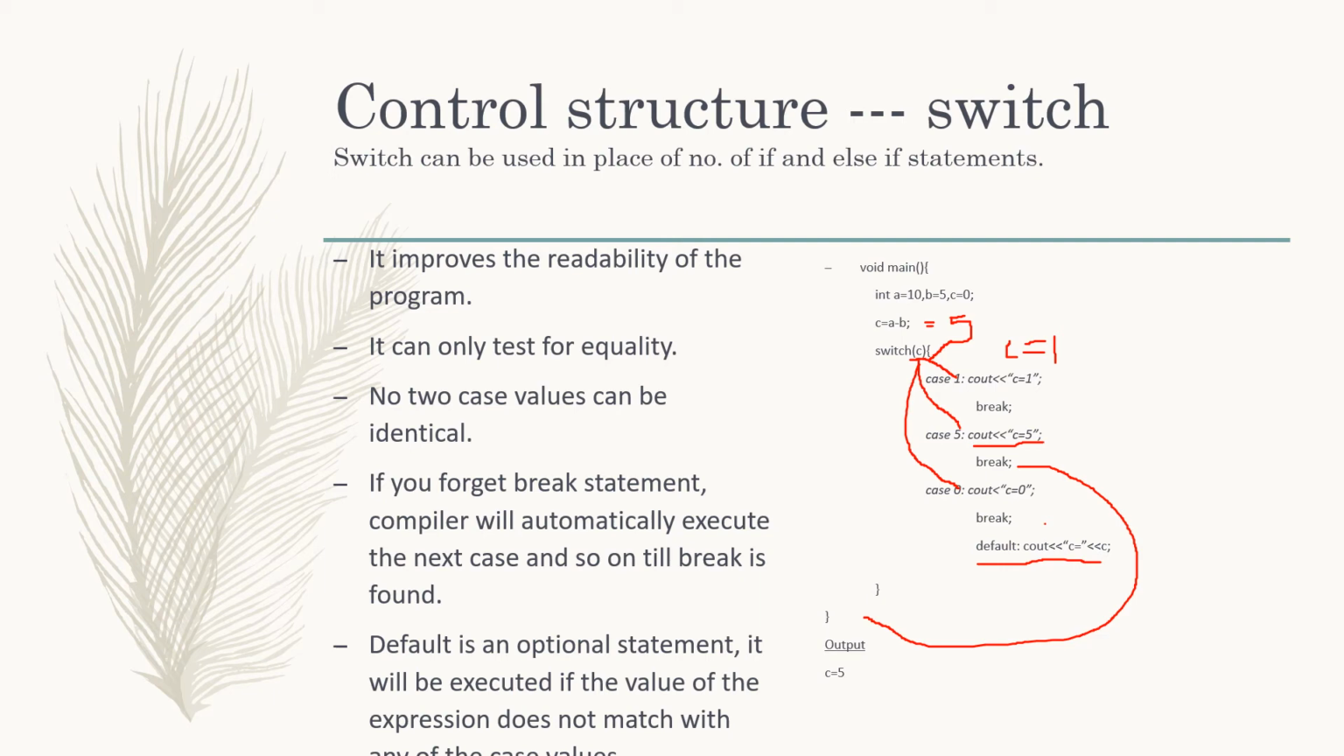Remember the syntax. Switch takes one parameter. Case will have the value you want to compare with. Then you have the break statement. Remember these colons. And each statement ends with a semicolon. And again default, colon, and whatever you want to execute, and then semicolon.